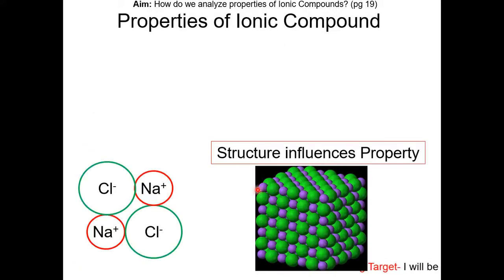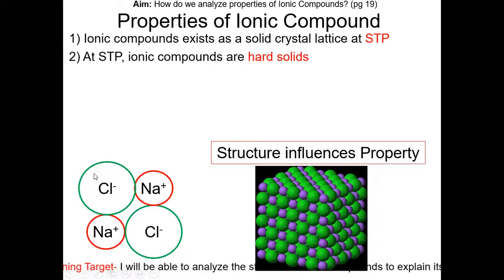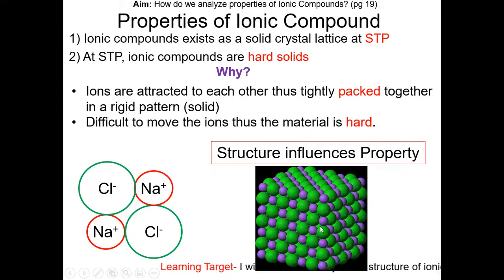Now that we have the structure for ionic compounds, we can identify and explain each of the properties. The first property is that ionic compounds exist as a solid crystal lattice at STP. That's basically the structure of ionic compounds. At STP, ionic compounds are hard solids. Why is that? If you look at the crystal lattice structure, the ions are very close together because they are attracted to each other. Because they're attracted to each other, they are packed together in a rigid pattern. Since each ion has a lot of ionic bond attraction, it's very difficult to move the ions. Therefore, the material is hard.